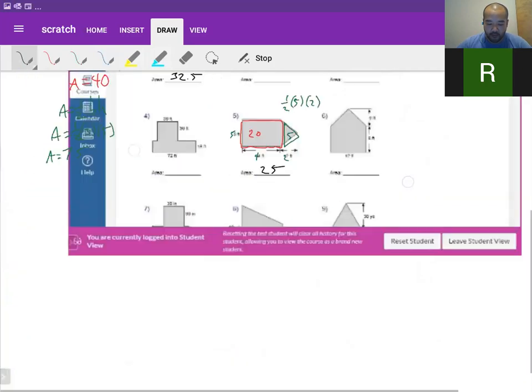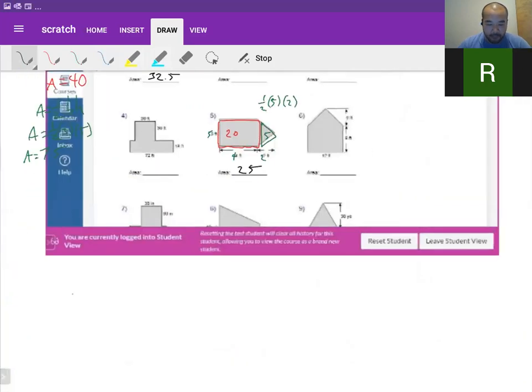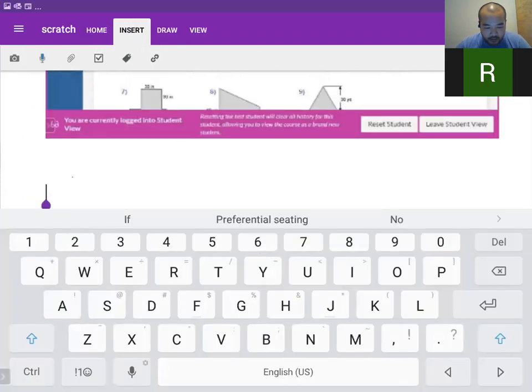Okay, let's go over some other stuff. Stop trying. Get my cursor down here. Insert another photo.